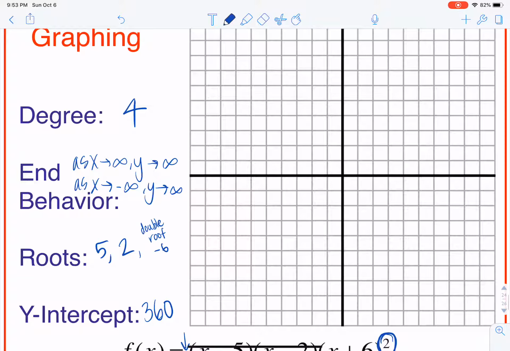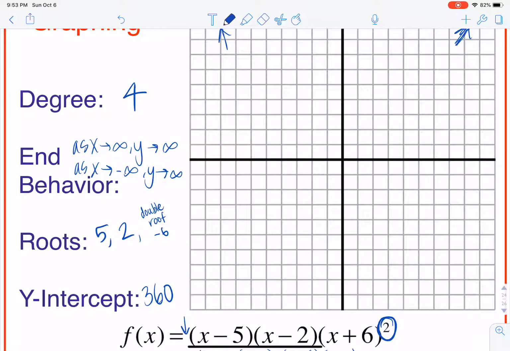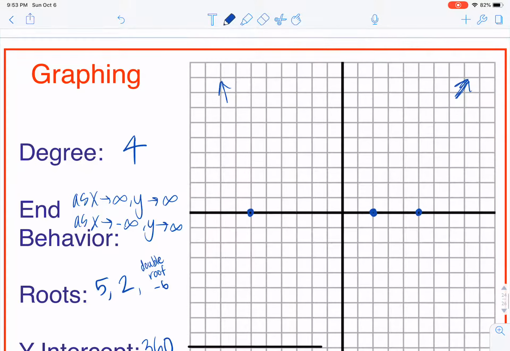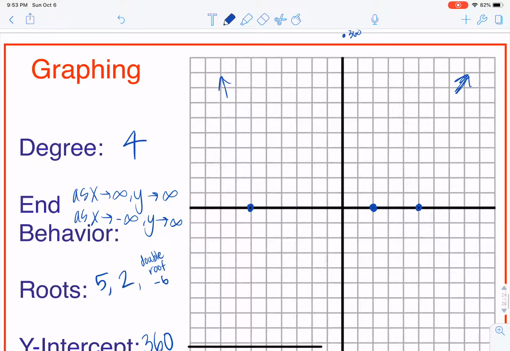So I know that my end behavior will each end up going up like this. My roots are at 2, 3, 4, 5. And then I have a double root at negative 6. So 1, 2, 3, 4, 5, 6. A double root at negative 6. And my y-intercept is going to be way up here at 360.